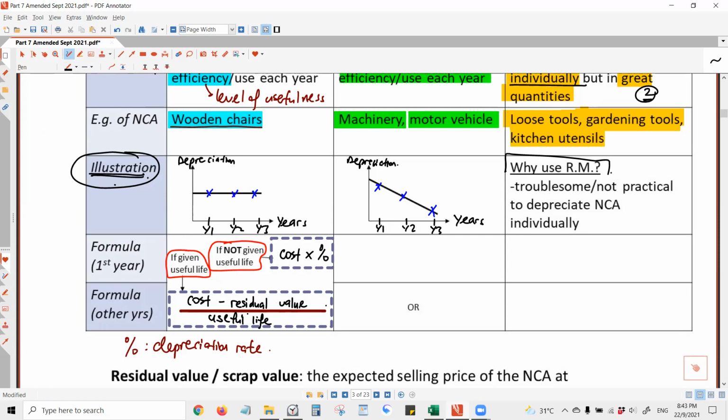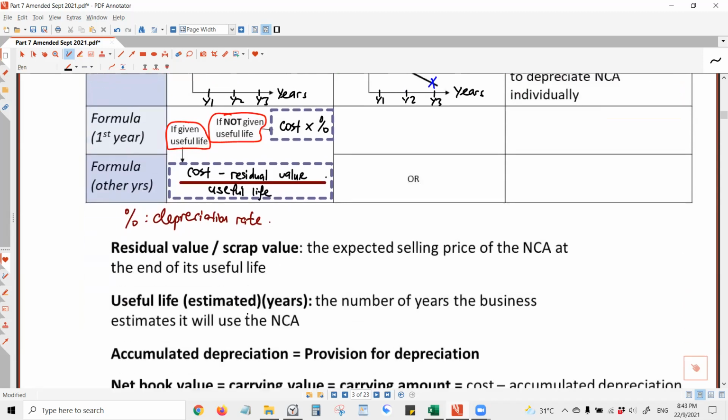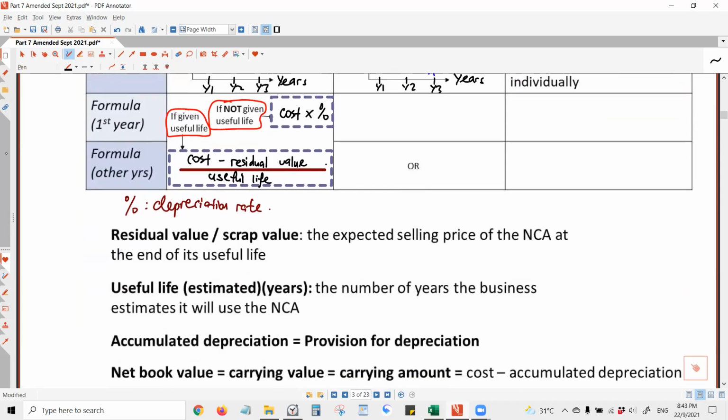Okay, you understand what is cost, right? On the first page, we talk about cost. And you have also understood what is useful life, right? On the first page, we also talk about useful life. Now, what is meant by residual value? Look at the definition given below. Residual value is also known as scrap value, synonym, okay? It is the expected selling price of the NCA at the end of its useful life. Okay, let's read again. Expected selling price of the NCA at the end of its useful life.